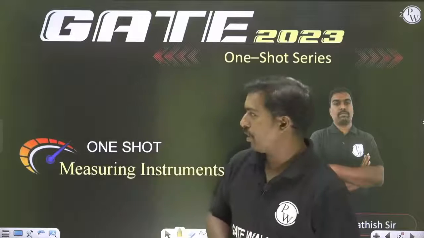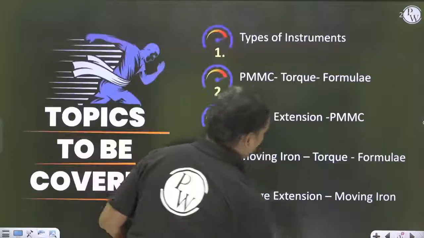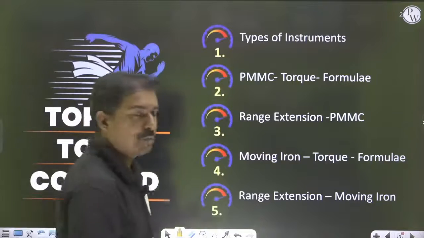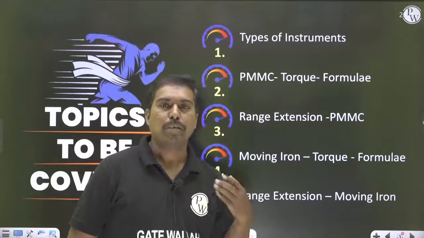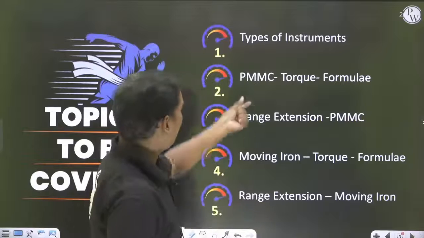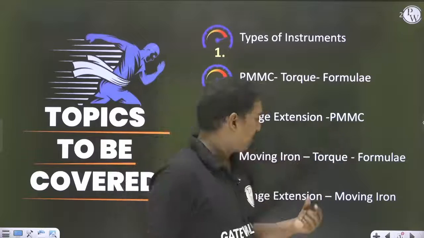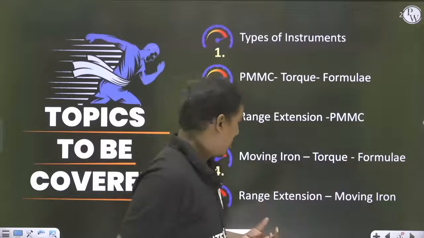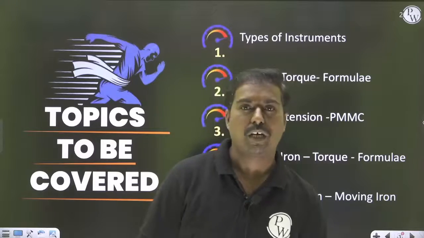Without wasting time, let us go for today's class, and this is my agenda. We are going to discuss types of instruments. We have a list of instruments, and under that we'll try to cover 2 instruments in this lecture: one is the PMMC, the other one is moving iron. For PMMC, its torque and formula expression, and range extension. Next comes the moving iron, its torque expression, how it works, and moving iron range extension. So without wasting time, we'll go to the content.